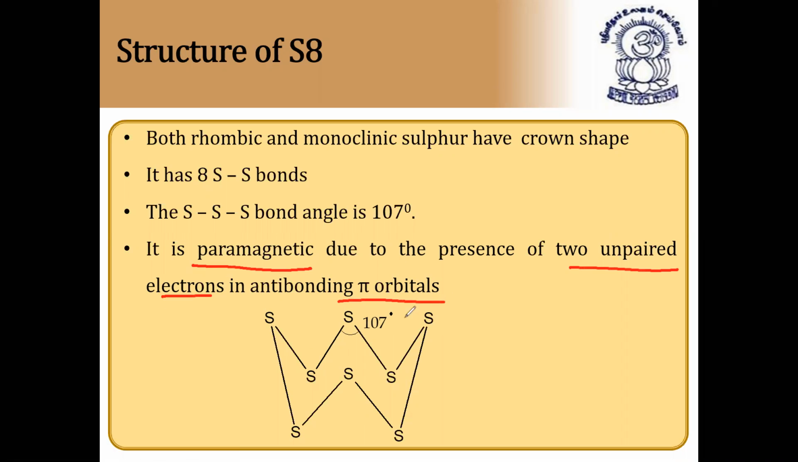So this is the S8 molecule. It is crown shaped, the S-S-S bond angle is 107 degrees, and it has 8 S-S bonds: 1, 2, 3, 4, 5, 6, 7, 8. So it has 8 S-S bonds. I hope it is clear.